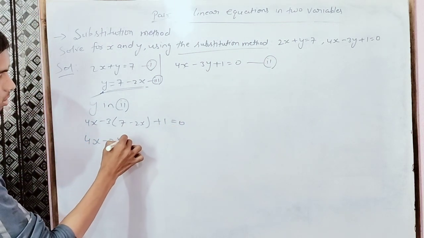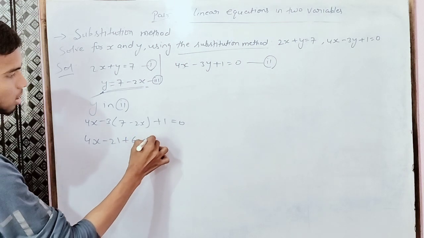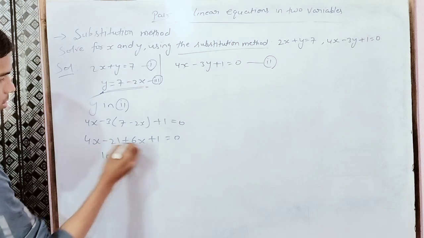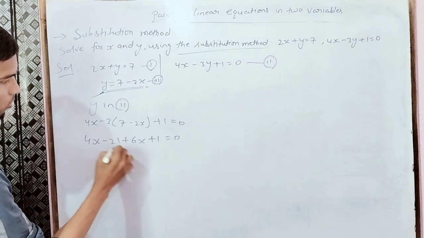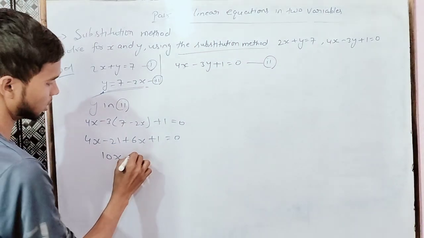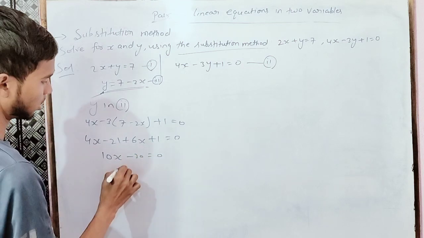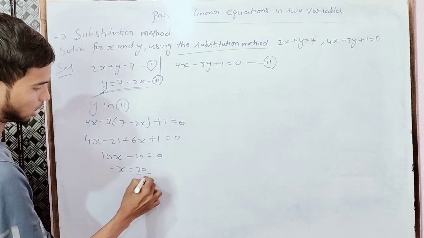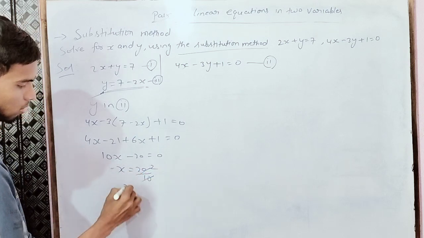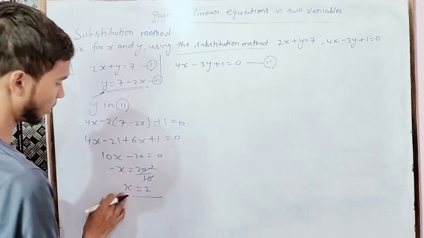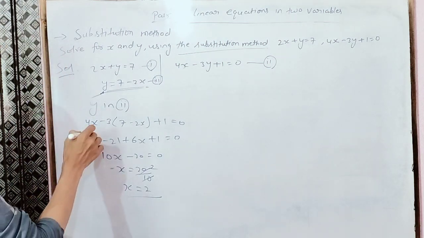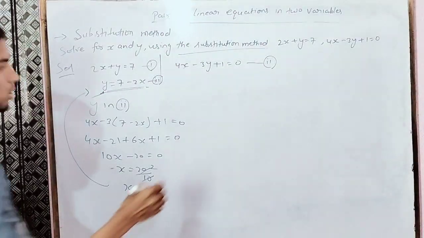4x minus 21 plus 6x plus 1 is equal to 0. So this 6 plus 4 is 10, so it will be 20. So x is 20 upon 10, x is 2. Now we will put this value of x in the third equation.